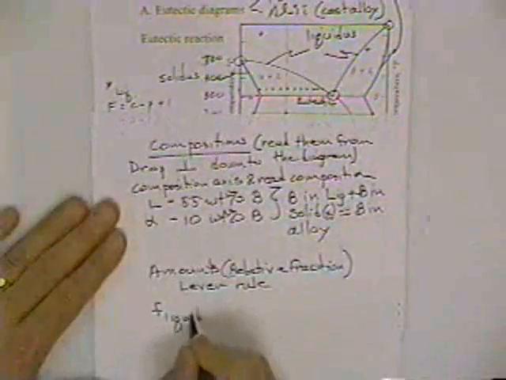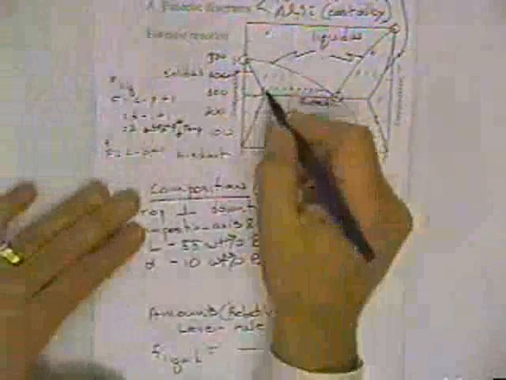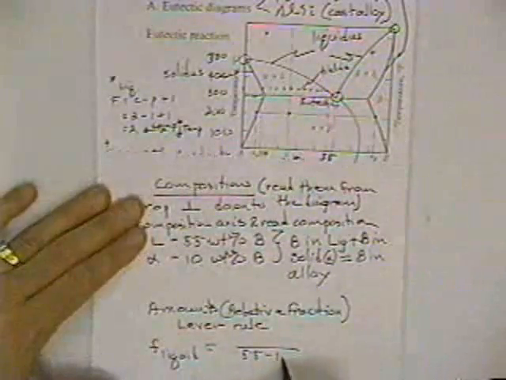Now let's try determining the relative amounts. How much liquid and how much solid would be in there? Well, to do this, we need to use the lever rule. And the lever rule works in the following way. The fraction of liquid is going to equal the following. You take the length of your tie line, and the tie line ties the two single phase regions together. So that's going to be 55 minus 10.